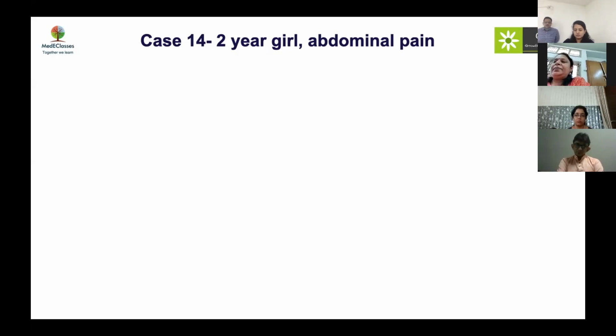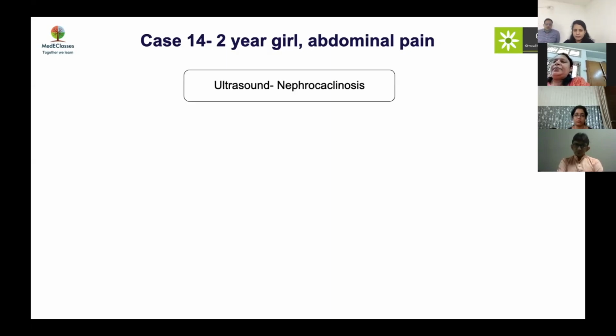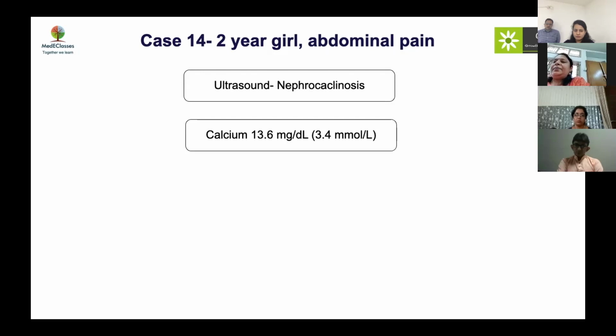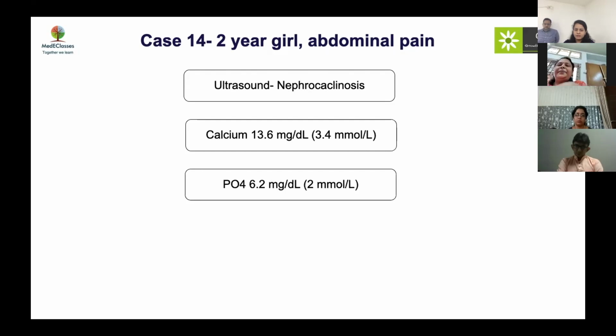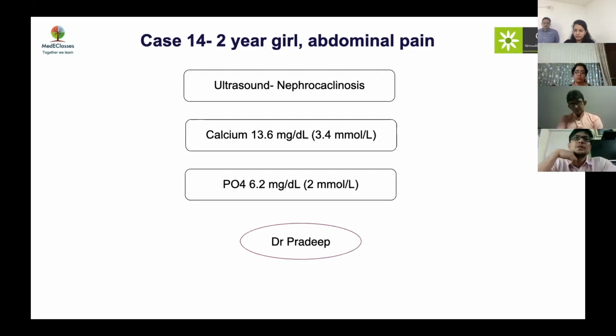Next case. A 2-year-old girl with abdominal pain, and ultrasound showed nephrocalcinosis, and calcium level was 13.6. So high calcium, nephrocalcinosis, and phosphorus level was also on the higher side. So Dr. Pradeep, what is the approach?